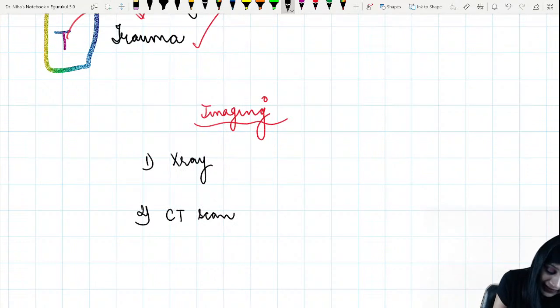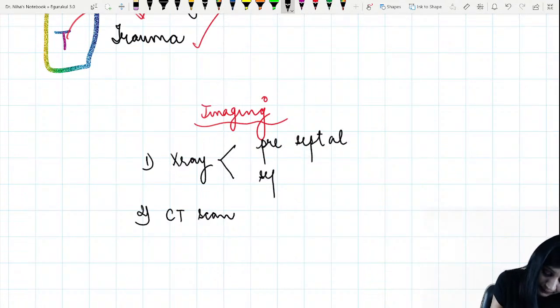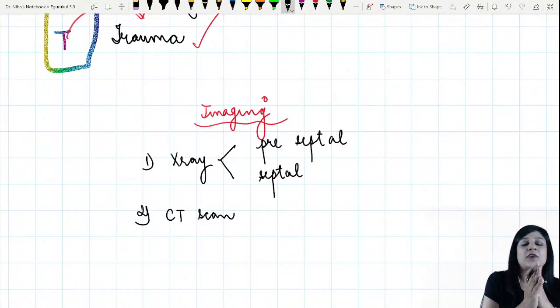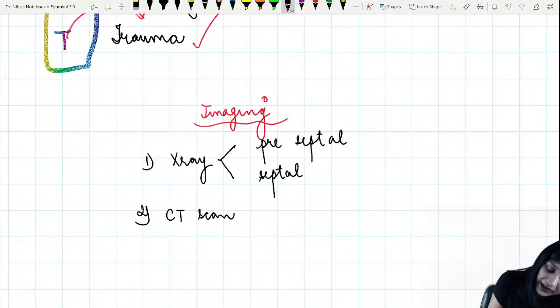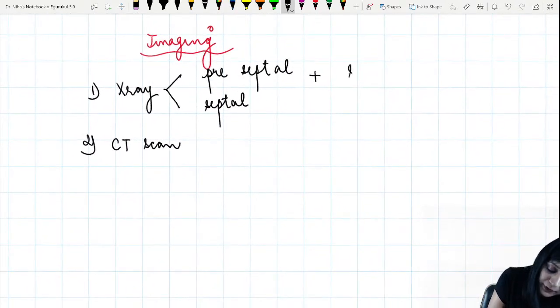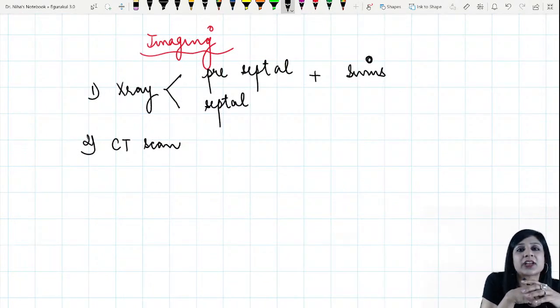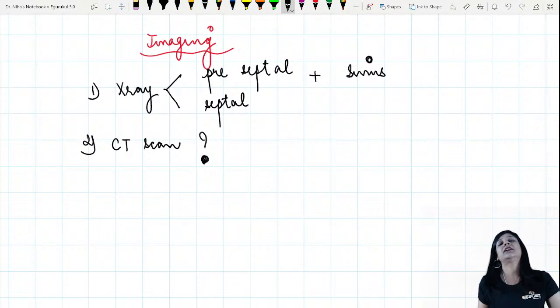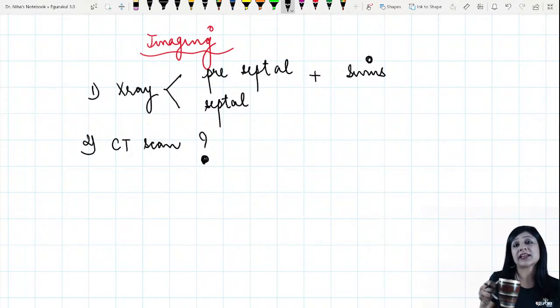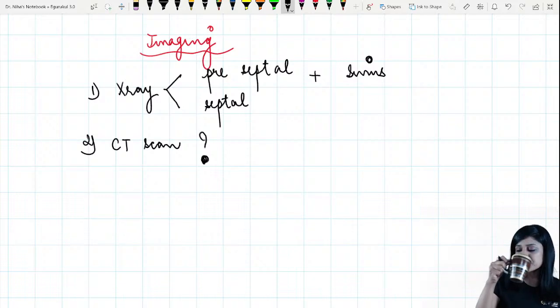ठीक है. So X-ray basically we are doing to differentiate between the pre-septal and the septal cellulitis. So whether it is before the septum or it is after the septum, for that, plus you also have to see the involvement of the sinus. That is why we are doing X-ray. Now can you tell me why we are doing the CT scan then? X-ray says we are getting differentiation and we are seeing the sinus involvement also. Then why am I interested in doing the CT scan?